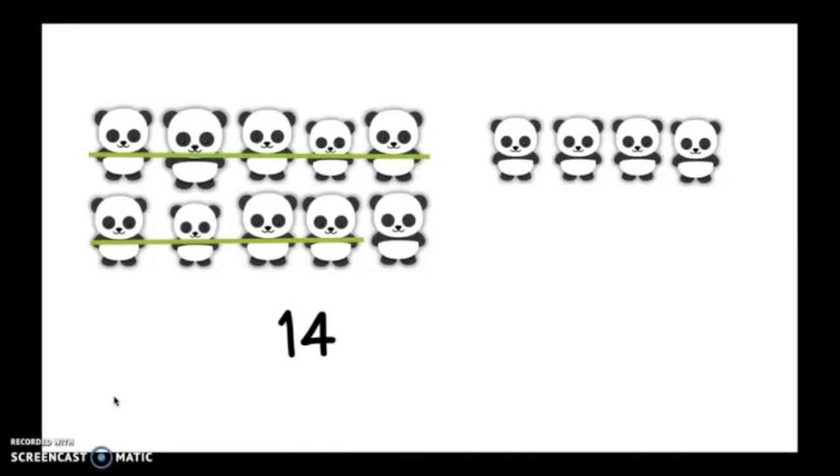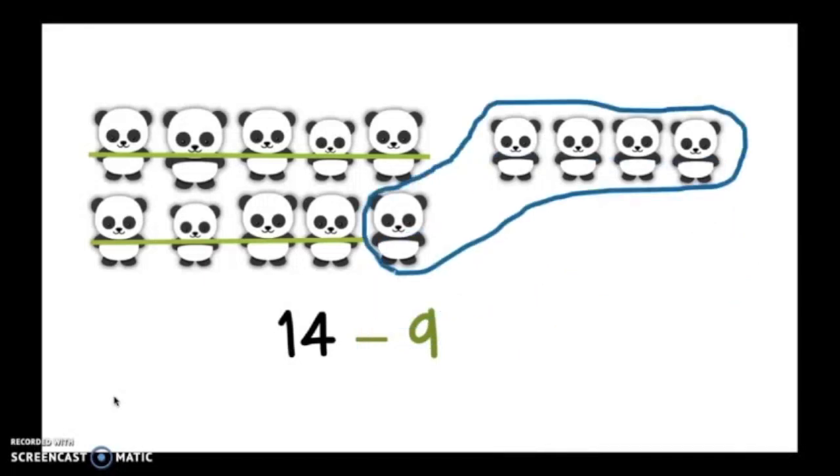Now if I wanted to build on my number sentence where I had 14, I could say 14, because that's what I started with, minus 9. Yep, good job. And now watch what I'm going to do to my picture. Boom. What did I do? Yeah, I circled it. I circled all the ones that were left over. Now looking at the ones I have left over, I'm going to count those. 1, 2, 3, 4, 5.